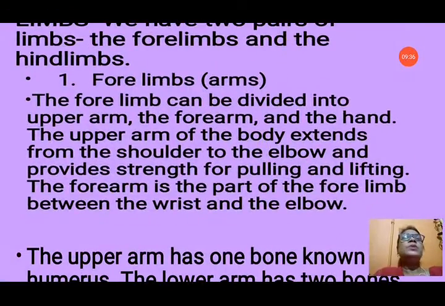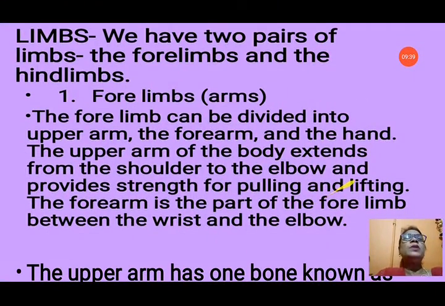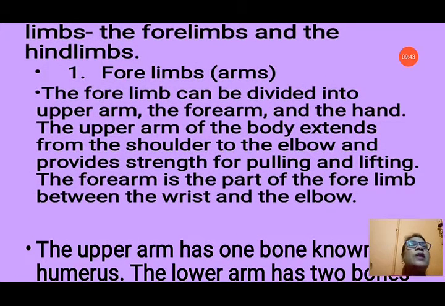Now about the limbs, we have two pairs of limbs, the forelimbs and the hind limbs. Forelimbs, as the name suggests, are our arms in the human body. The forelimb can be divided into the upper arm, the forearm and the hand. The upper arm extends from the shoulder to the elbow and it provides strength for pulling and lifting.